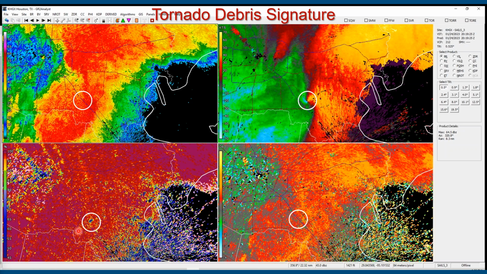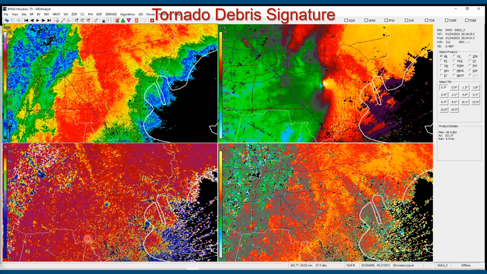Look at the correlation coefficient. You see that blue hole there? I'm going to go forward and back.